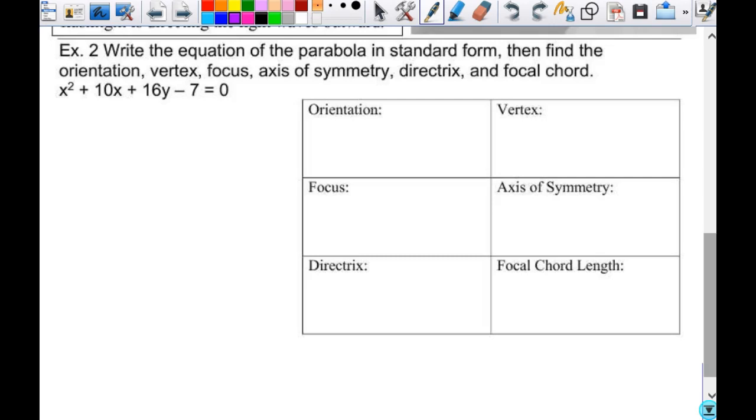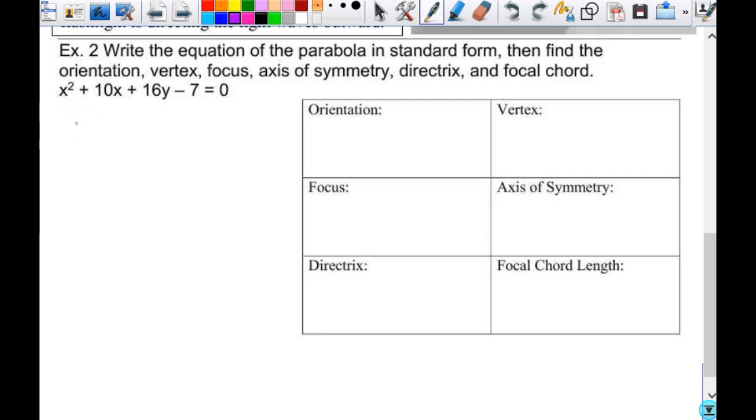All right, so we're going to write the equation of a parabola in standard form. Then we're going to find all this stuff here. So I have it in this form. I want it in standard form, which means it's an x squared, not a y squared. So is it going to open left or right or up or down? Okay, up or down, right? Because it's an x squared. So now when I go to figure this out, what am I going to have to do to get it into that form? What kind of stuff? Complete the square.